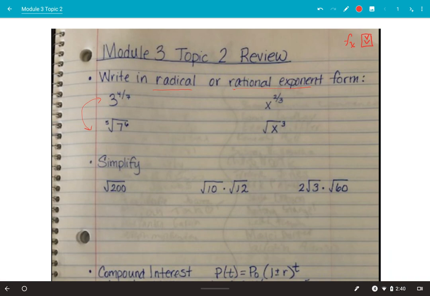So what we want to do is this 3 is going to go inside the square root. So square root of 3. Now this number on top stays there. The bottom number of the fraction goes on the outside.